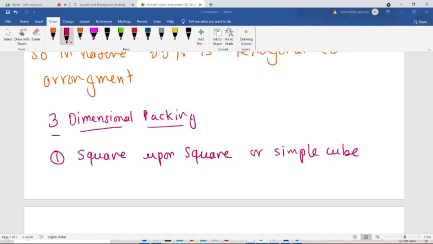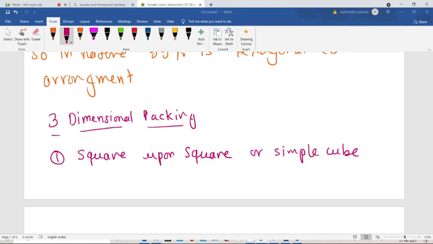Now you can see here that is a simple cube. So for all the layers, it is the square packing. One square packing stacked upon another one, and it goes on like this.